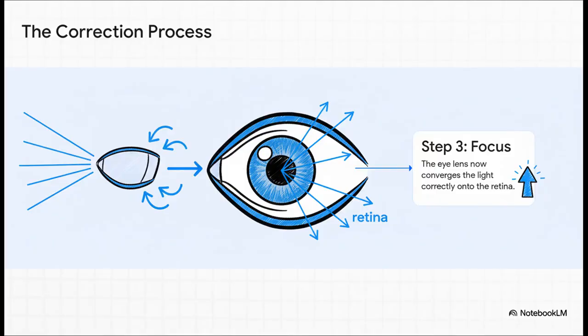Let's follow the path of light step by step. First, the parallel light rays coming from a distant object hit the concave lens. What does the concave lens do? It diverges them. It spreads them out slightly. Now these already diverged rays enter the eye's natural lens. And finally, our eye lens, which was a bit too powerful, now converges this light perfectly onto the retina, forming a sharp, clear image. So the concave lens gives our eye a little bit of help.